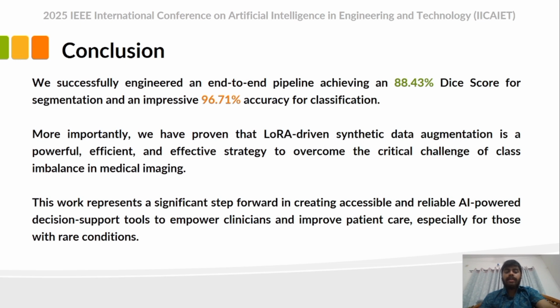In conclusion, we have built a successful system that is highly accurate at both finding and classifying brain tumors. Most importantly, we have shown that using LoRA to create artificial data is a powerful and low-cost way to solve the critical problem of data imbalance in medical imaging. We believe this work is a big step toward creating better AI tools to help doctors and improve patient care, especially for those with rare diseases.